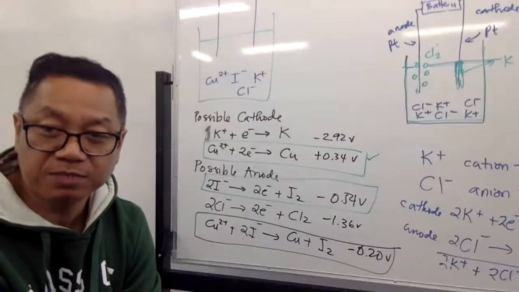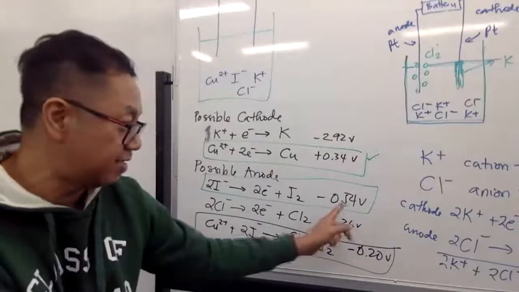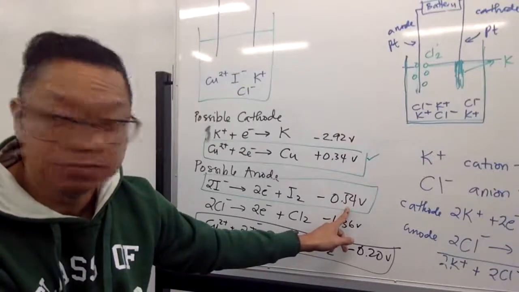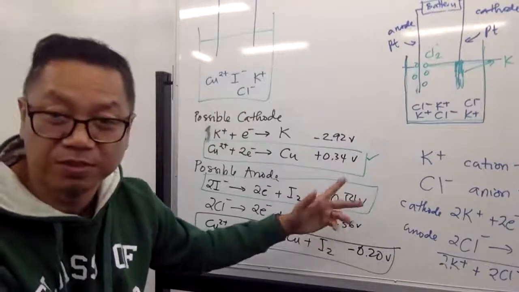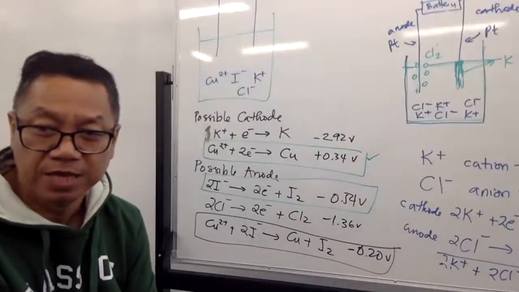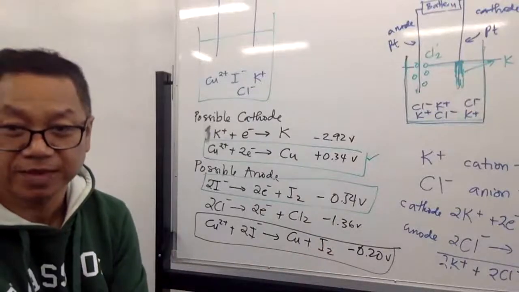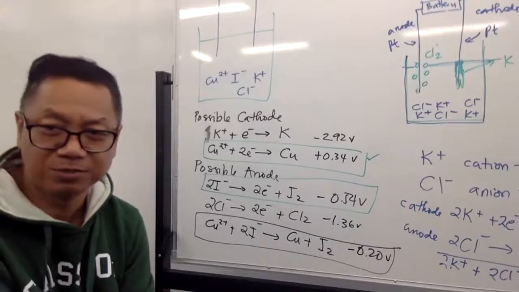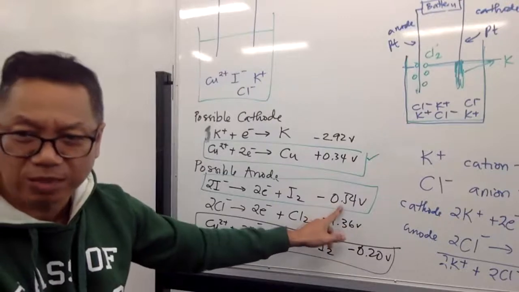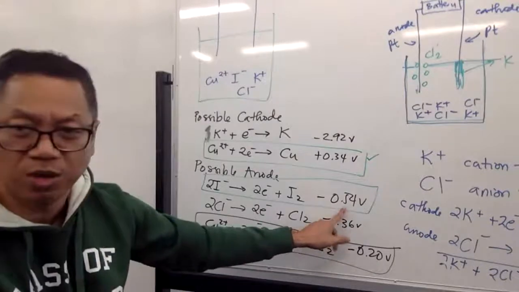What does it mean when you have a less negative value? Remember, the more positive, and if both are negative, like in this case, this one will require less energy to happen, and therefore this one will happen. So the less negative it is, the more it will happen, the more thermodynamically favorable, because the less negative, the less energy is required. Compared to negative 1.36, which requires more energy, we choose the one with the more positive or less negative value.